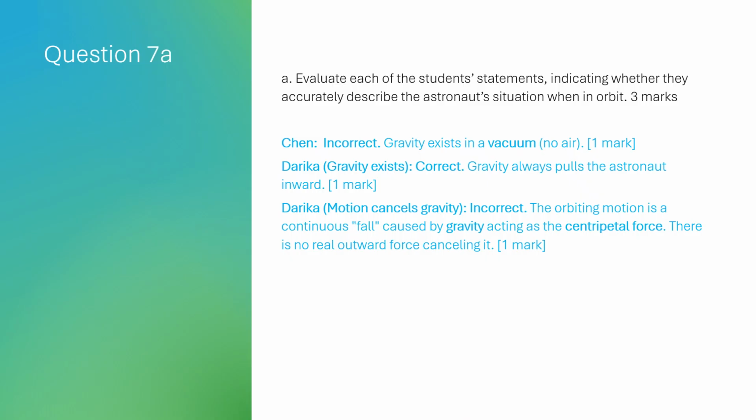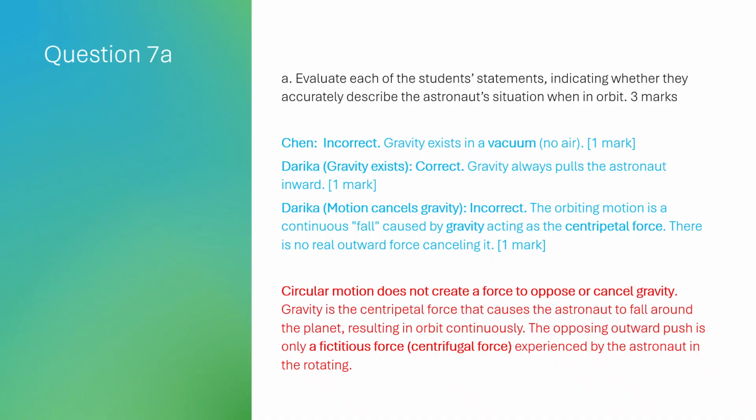There is no real outward force cancelling it. Circular motion does not create a force to oppose or cancel gravity. Gravity is the centripetal force that causes the astronaut to fall around the planet, resulting in orbit continuously. The opposing outward push is only a fictitious force, centrifugal force, experienced by the astronaut in the rotating frame.